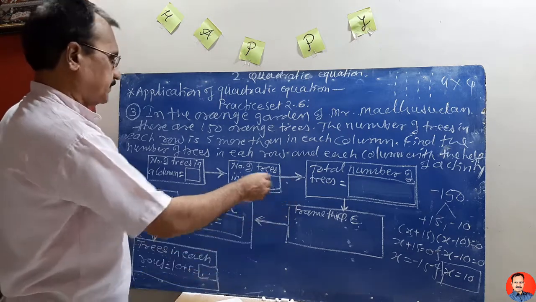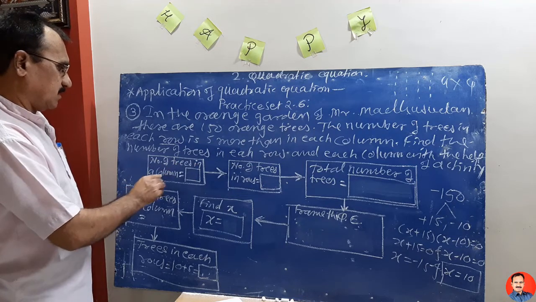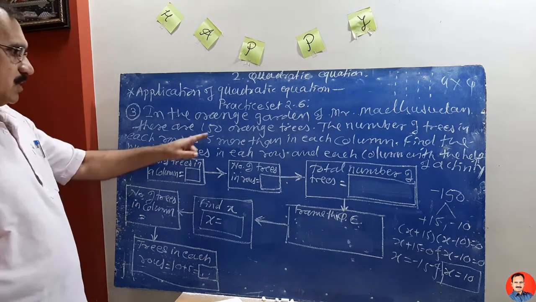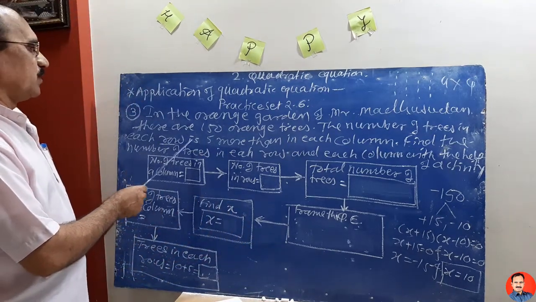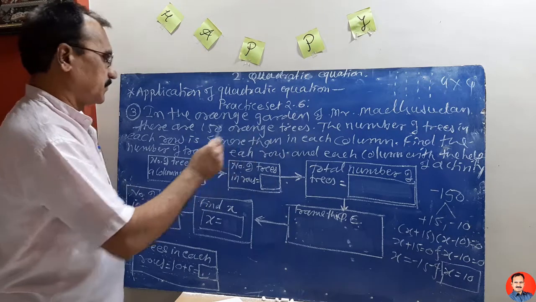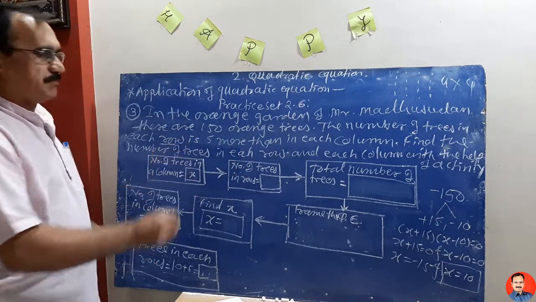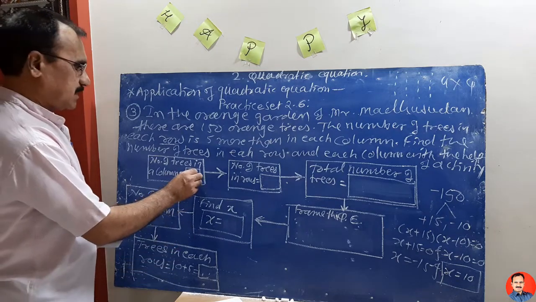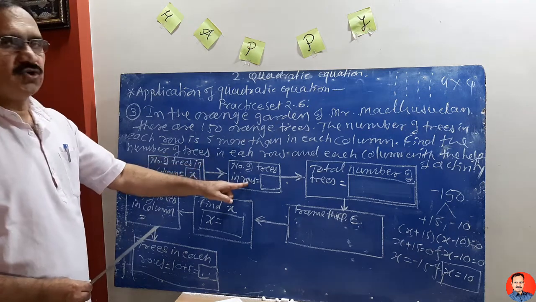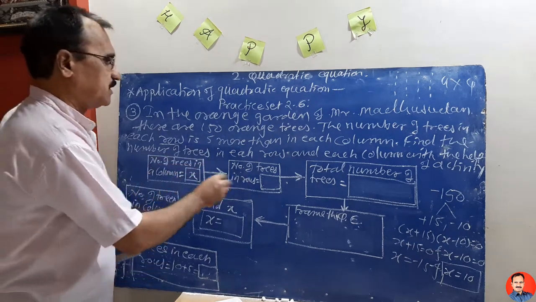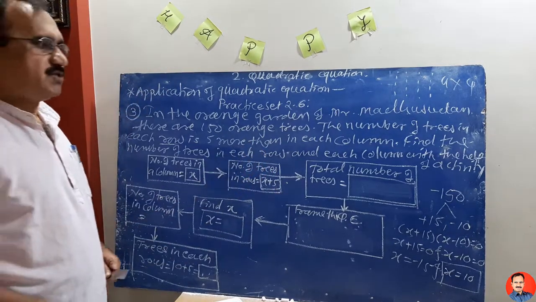First one is here, the number of trees in a column. Here we know there are 150 orange trees. The number of trees in each row is 5 more than in each column. Let there be x trees in each column. If there are x trees in each column, then 5 more in each row. That means x + 5 trees are in each row.